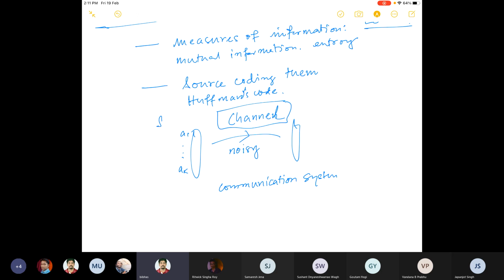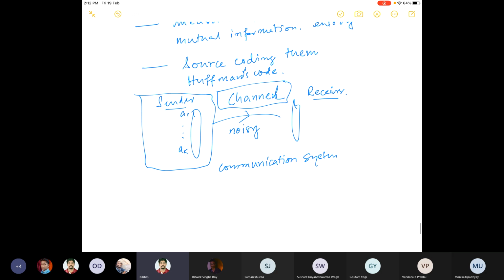So this is the sender, and this is the receiver. The main concern of our discourse, or in general the subject, is how to design, or what should be the principle of designing a communication system. So we talked about this part, and now we'll talk about the channel, the noisy channel part.